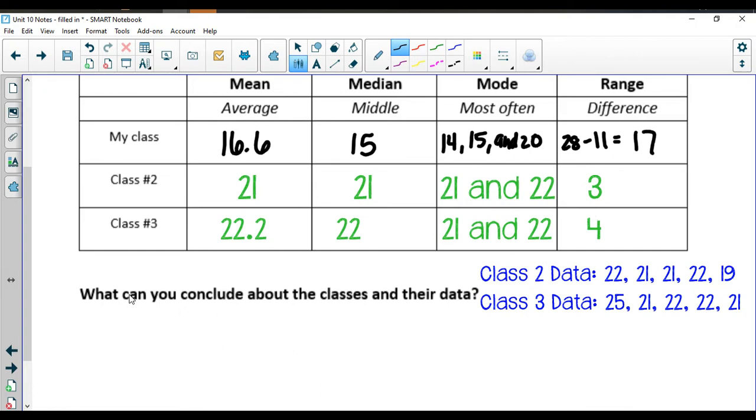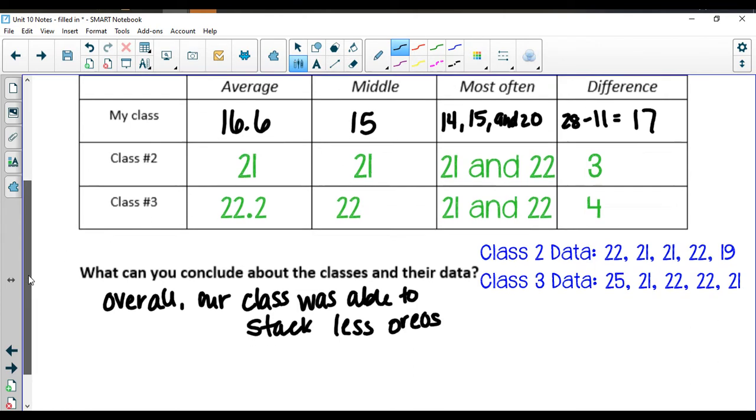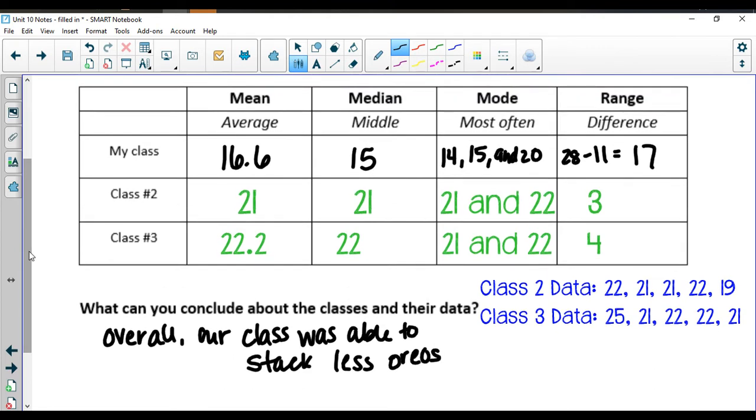So what can we conclude about the classes and their data? Overall, it looks like our class was able to stack fewer Oreos, and I can tell that by using the mean value. Our median number was also a little bit on the lower side too. So generally speaking, our class was a little bit lower than these other two classes.